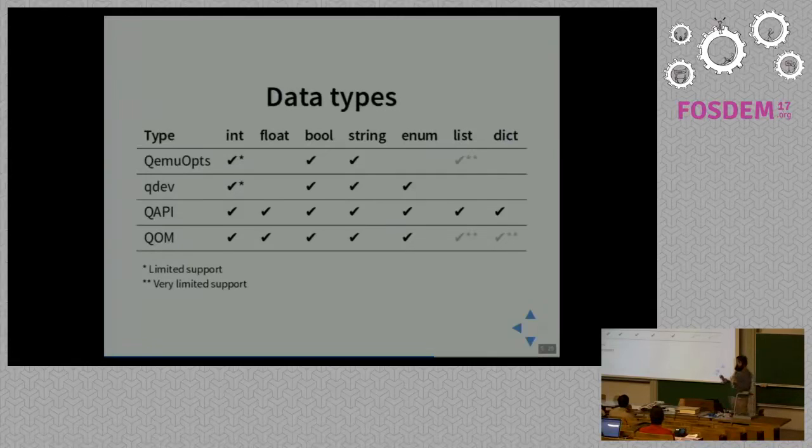Just to summarize how the data types represented in each API look. Most of the APIs, or all of them, involve some kind of data representation. And another issue we have is that they don't support the same data model. The QAPI is the most complete one. It supports the whole range of data types I enumerated here, but QemuOpts and QDev are more limited. QOM is also a bit more limited, but it has some limited support for more complex types. So this is one source of the friction we have when we are trying to make one abstraction talk to another one.